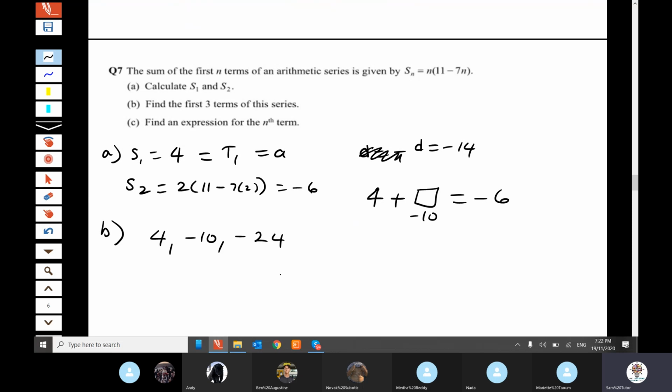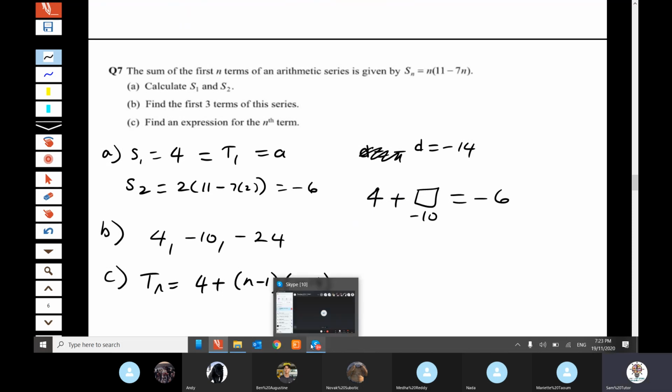And find an expression for the nth term. Well, now that's very easy. T of n equals a plus n minus 1 d. And then you can expand if you really wanted to.